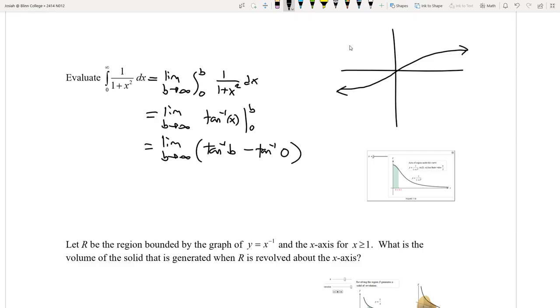And just so that we remember what the inverse tangent looks like, it looks like this guy. We have horizontal asymptotes at pi halves and negative pi halves. So if we look at b going to infinity, then we're looking at this right end behavior. We're looking at a value of pi halves. Meanwhile, the value at 0 is 0. Our inverse tangent goes through the origin. And so we're looking at just a value of pi halves. So this one converges as well.